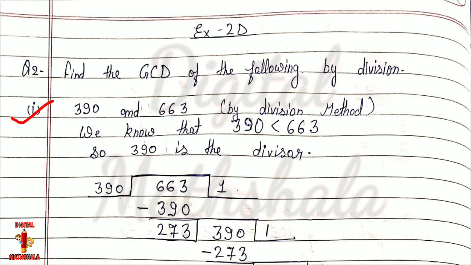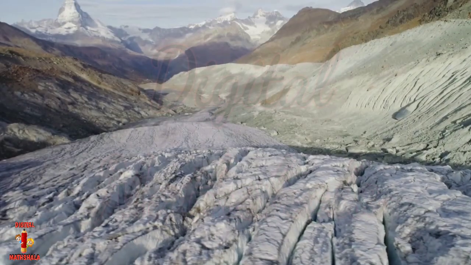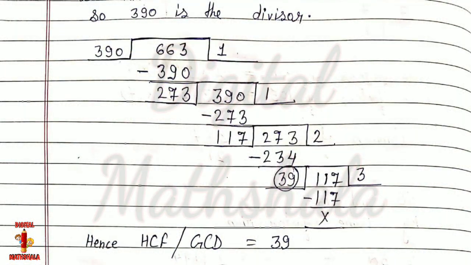So when we divide this, one time it will go, and after subtracting we will have 273. Now this will act like the divisor, and the previous divisor we will make the next dividend. So now again we will divide this, one time it will go, and after subtracting we will have 117. Now here 117 will be the new divisor and 273 becomes the new dividend. So like this we will continue this process till we are having remainder 0.